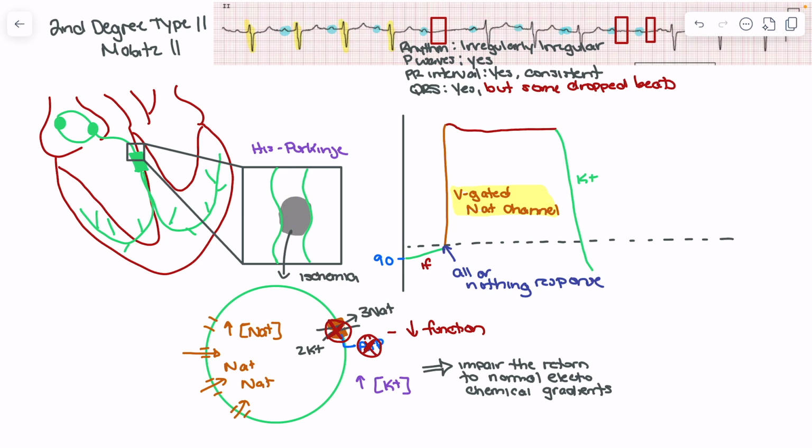Every impulse, if it can generate an all or nothing response, it will travel through. So this is our impulse coming down from the AV node. That impulse is going to lead to sodium entering and potassium leaving, and if our sodium potassium pump isn't working, then sodium concentration inside will get worse, potassium concentration outside will get worse. It doesn't really care about how much worse it is. All these cells care about is, can they generate this all or nothing response?